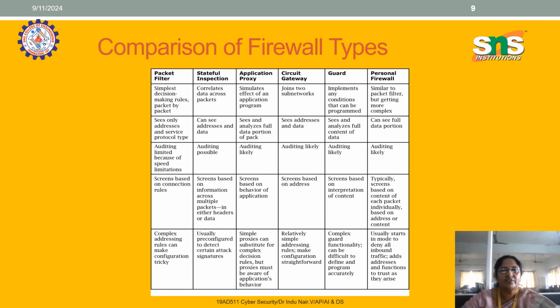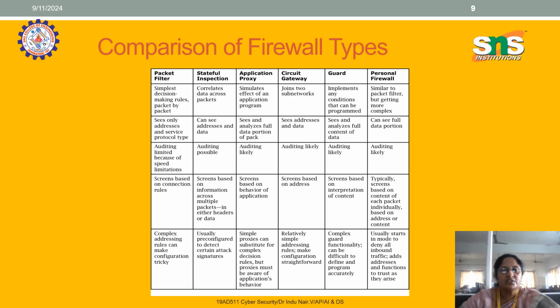Then we have the personal firewall, and a comparison of all the firewalls is given. The packet firewall makes simple decisions, and it sees only the address and the service protocol types. Auditing is limited because of speed limitations. Stateful inspection correlates data across packets and can see address and data. Application proxy sees and analyzes the full data portion of packets. Circuit gateway sees address and data. Guard sees and analyzes the full content of data. And personal firewall can see the full data portion.